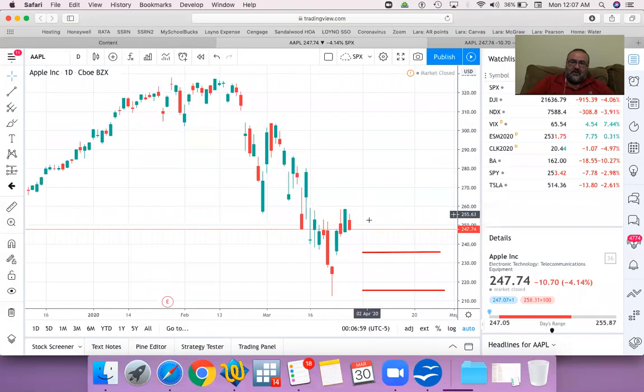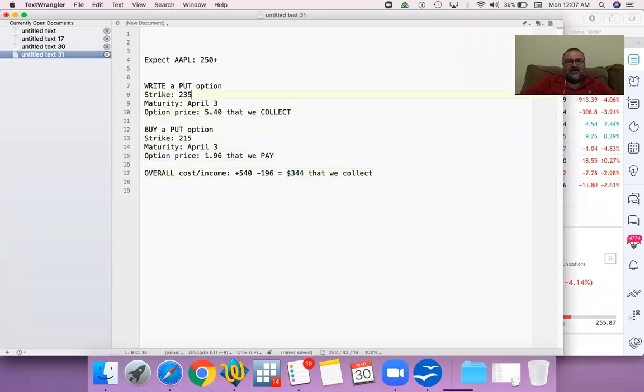If, however, Apple were to go down, well, at this point, all the way down to $235, it can, and we wouldn't care. However, if it starts to breach beneath $235, then we start losing money. We start losing money in between this range, and then there's a maximum amount of loss that we could incur, and anything below 215, we will not lose more than our maximum loss. So what is our maximum loss? It is the difference of the strike prices. So 235 minus 215 is 20. So we could actually lose $2,000.